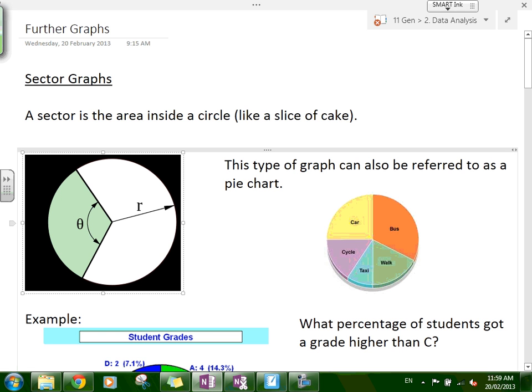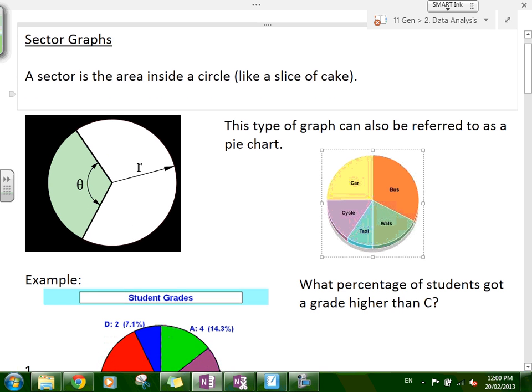It's basically just a piece of the pie. Think of a cake, you're slicing it up. That's what a sector means, in case you're in any doubt. It's also called a pie chart. So obviously you've got something like this. Hands up if you've never seen a pie chart before. Okay, so you don't have to draw it. Just make sure you're familiar with what a sector is, a sector graph, pie chart, all that sort of thing.